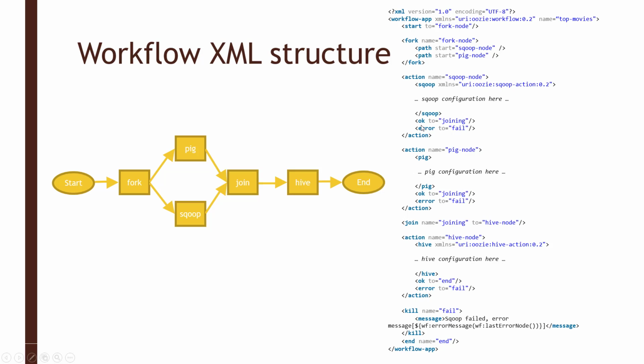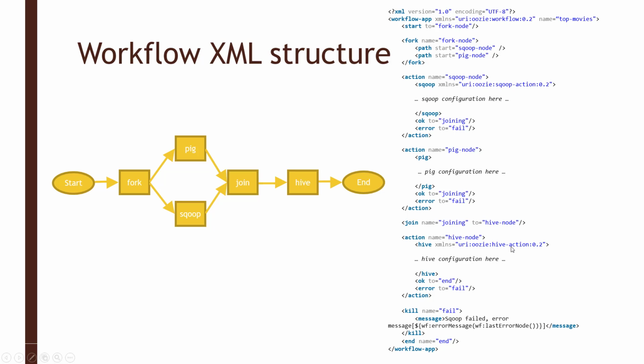And you can see there's also an error condition that goes to a fail node. So you can also say, well, if something goes wrong, jump to someplace else where we'll fail out. But in this case, they're both pointing to joining, and all that join node will do is wait for everything connected to it to finish. And once it's done, it will have a to property that says where to go next. So at this point, we're going to go to our Hive node, which is another action.